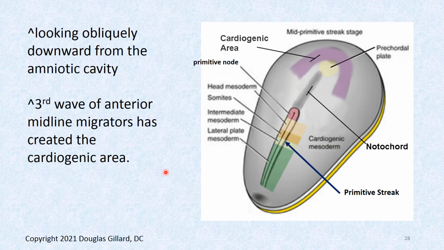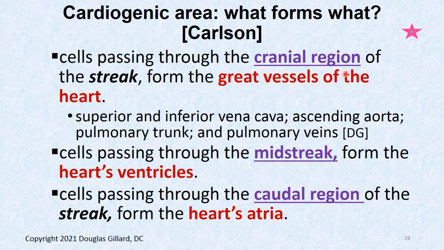Let's look at a picture of what's happening here. So we have cells not going through the primitive node, but we have cells migrating up like this. So they're anterior migrators, or cranial migrators, but they stay a little bit more lateral. But they form this plate, and this is going to become the heart, which is another thing I don't have time to get into.